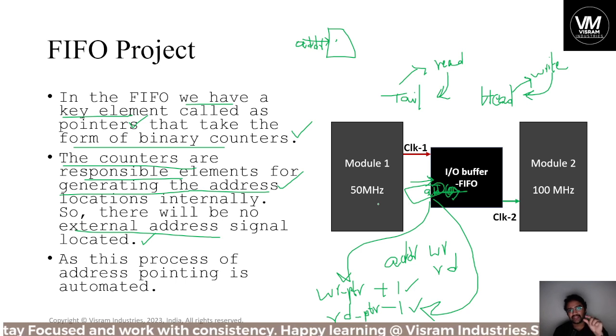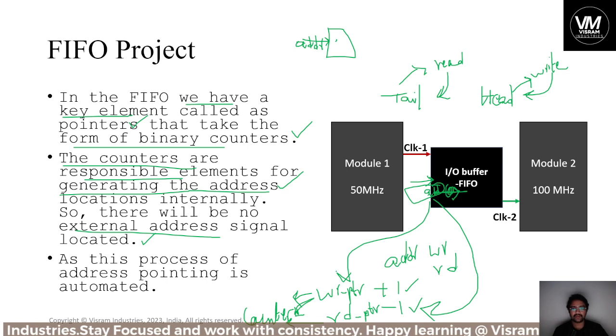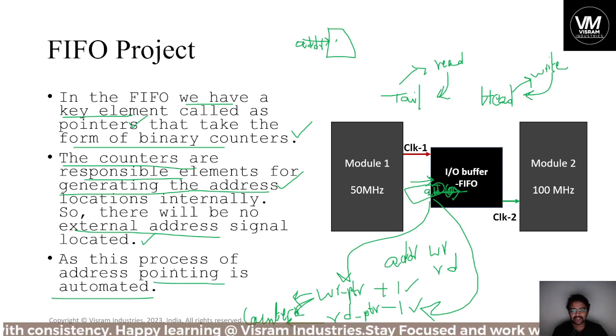From which particular register of the RAM memory we are reading the data, or to which particular location of the memory we are writing the data, that location is given by the counter. So the counter acts as the write pointer and also acts as the read pointer. The counter FIFO that we implemented in the single clock design in the last session has this address pointing process automated.